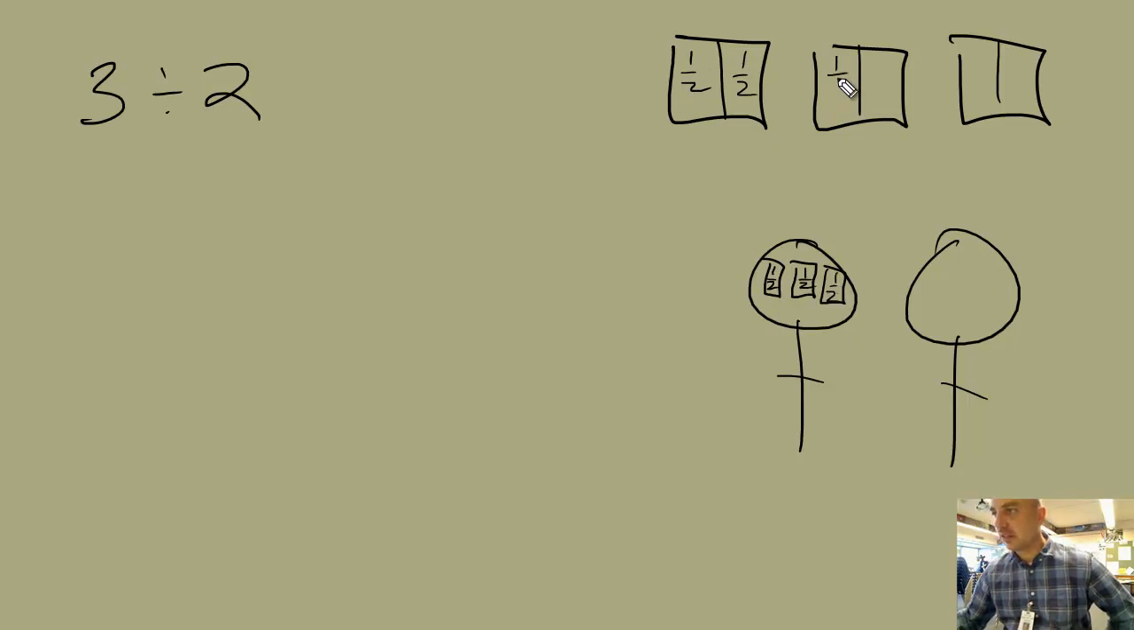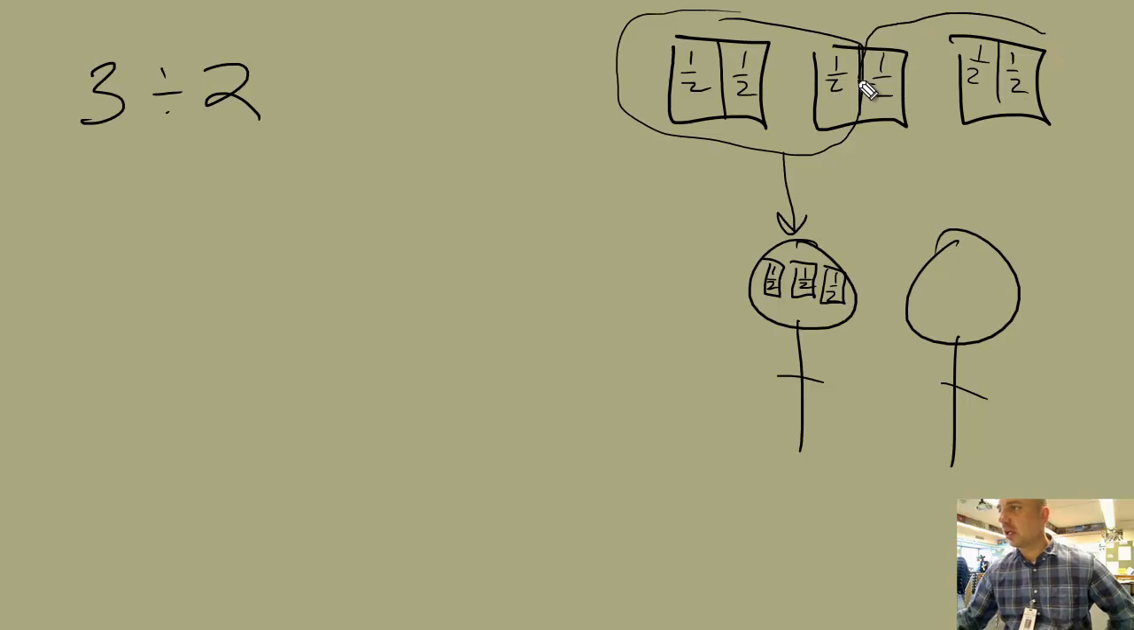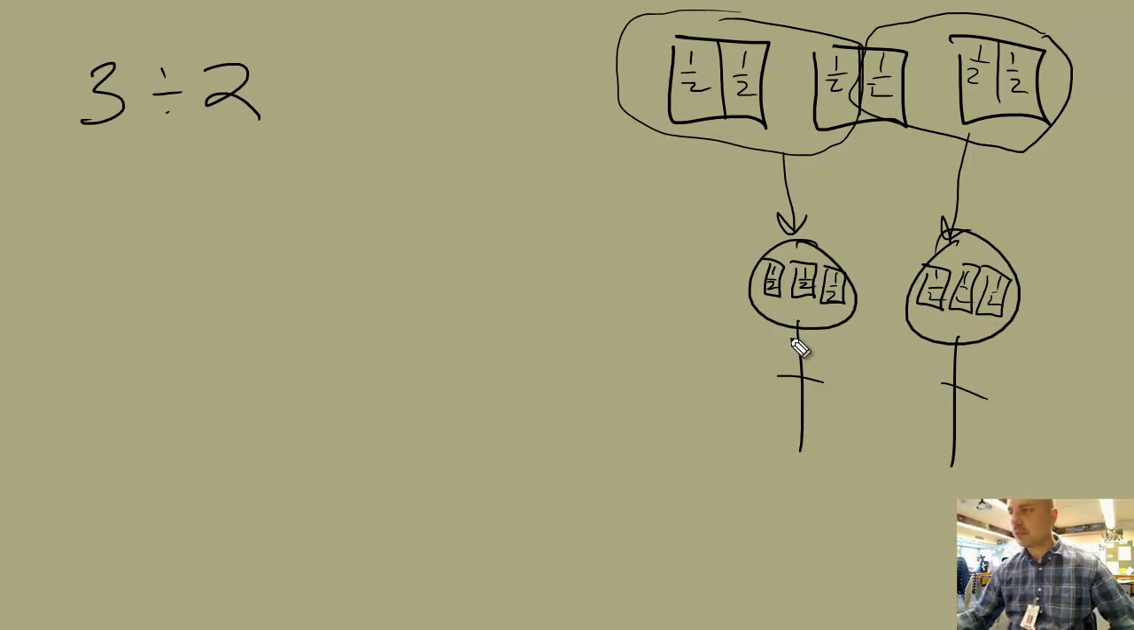And maybe I gave these 3 to this one here, and I gave these 3 to this cracker loving person right here, 1/2 and 1/2 and 1/2. That's great. So how many total halves did they have? I have 1, 2, 3 halves. 3 halves. 3 divided by 2. Awesome.